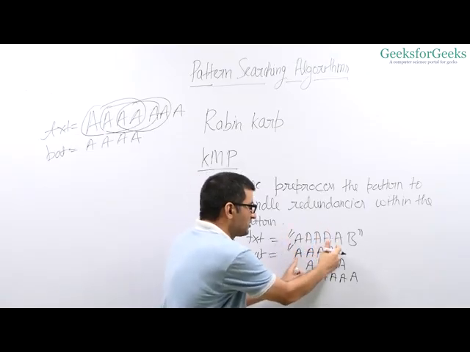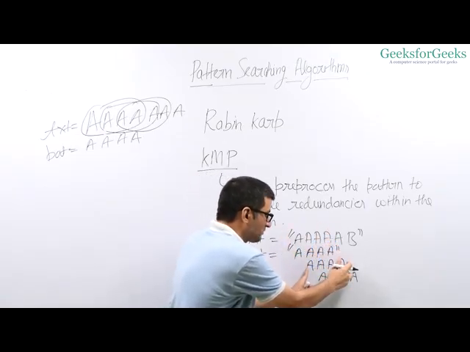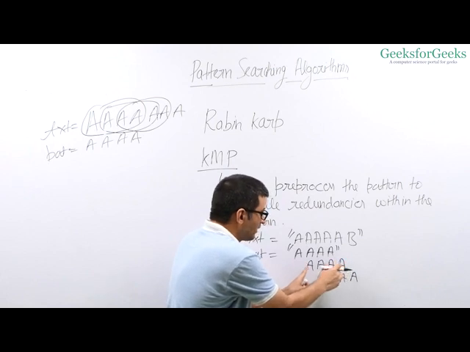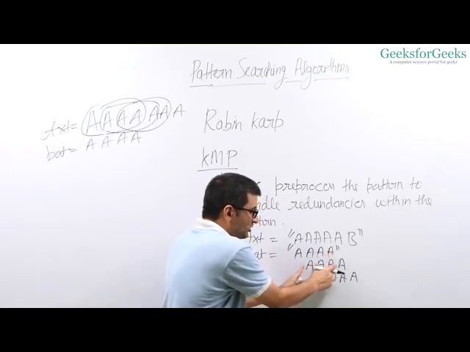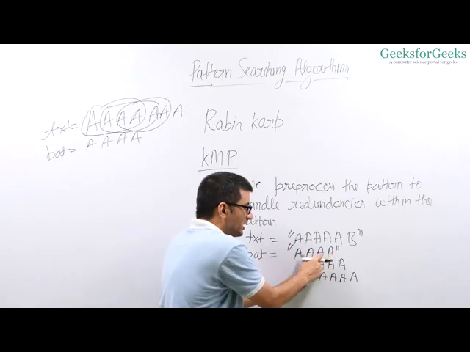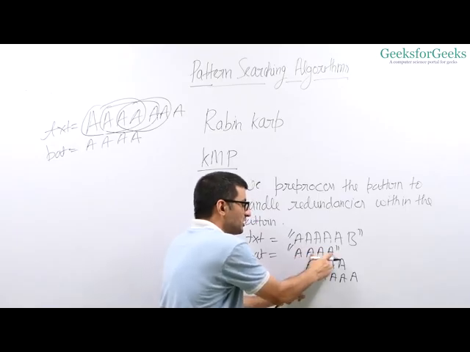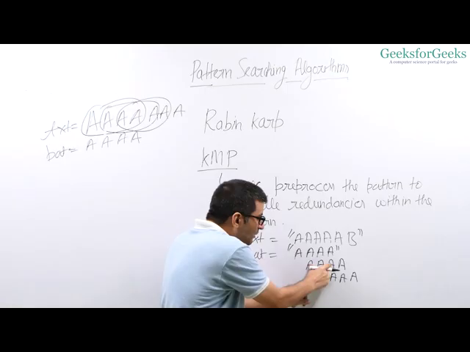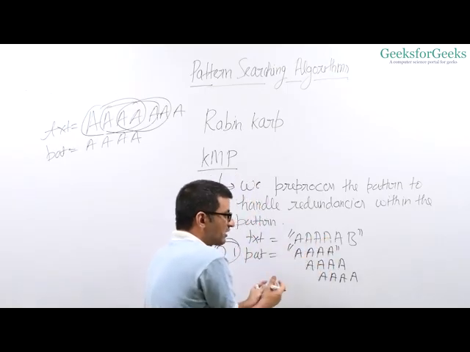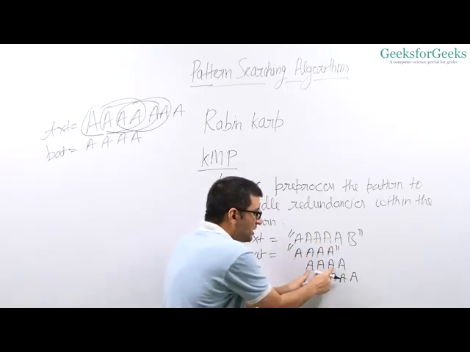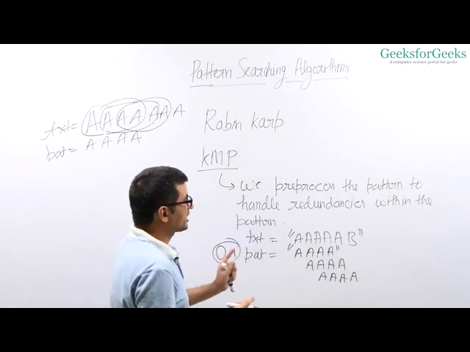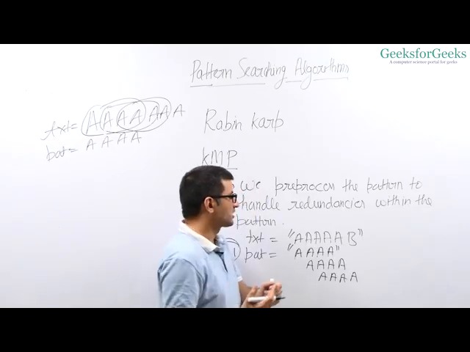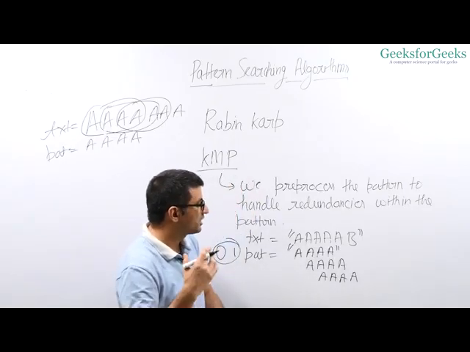So when I match these 4 characters and move to the next window, I know that this is a proper prefix which is also a suffix. These 3 characters are the same as these 3 characters because they are of the same pattern, and I know that these 3 are the same as these 3, so these 3 have to be the same as these 3. And these 3 also have to be the same as these 3 because they were matched earlier. So I skip these 3 matches altogether. I simply match A with A. And that's how I optimize the searching by using redundancy within the pattern.